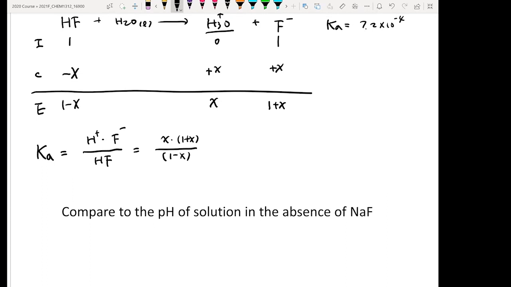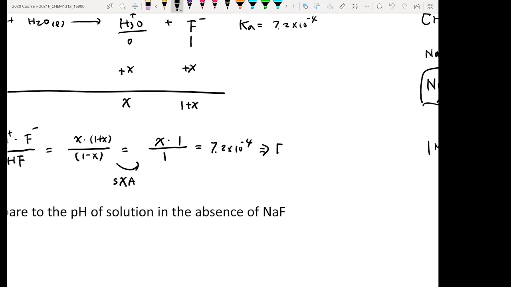So in this chapter, every time you see a weak acid or weak base, just do the small x approximation. When you do the small x approximation, on the top it becomes x times 1, and the bottom is also 1. That's going to equal 7.2 times 10 to the negative 4, where your x is actually equal to your proton concentration, 7.2 times 10 to the negative 4.